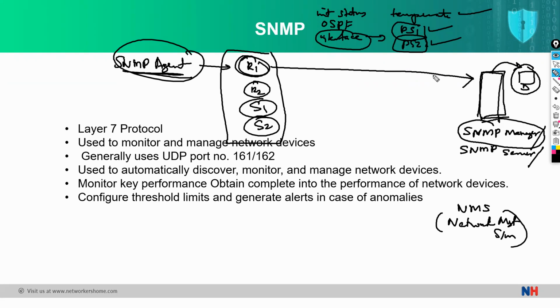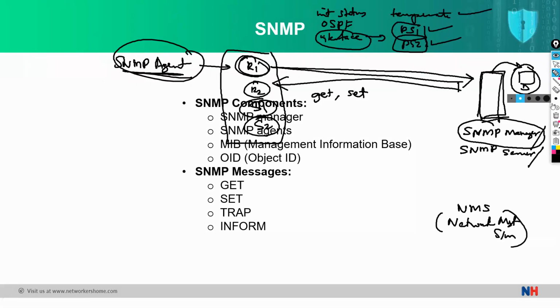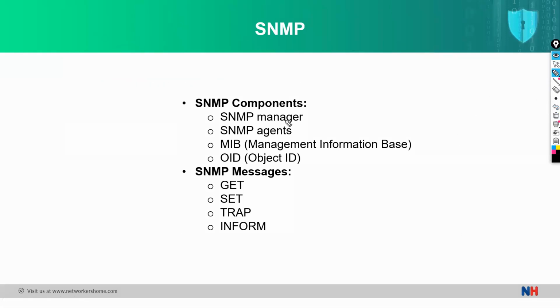So there needs to be a communication between the agent and the manager. The agent will be sending certain messages to the manager, and the manager can also send certain messages to the agent. What the manager can send are messages called get messages or set messages. These things can be viewed in the next slide. We have discussed something about SNMP manager and SNMP agents.